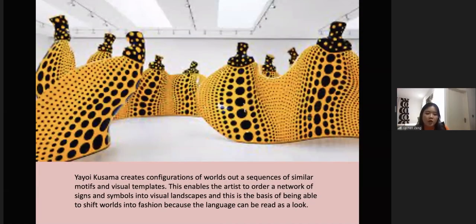Yayoi Kusama creates configurations of worlds out of sequences of similar motifs and visual templates. This enables the artist to order a network of signs and symbols into visual landscapes, and this is the basis of being able to shift worlds into fashion because the language can be read as a look.